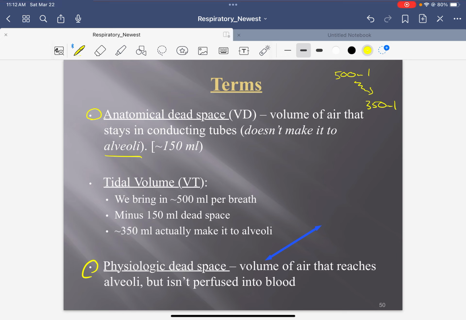So there's a volume of air that stays in the conducting tube. You don't have to know the amount. I just did that as an example. But it's an important principle. Not all the air we breathe in makes its way down to the alveoli. Some of it gets trapped along the way. And the volume of air that gets trapped along the way is called anatomical dead space. It's by design. Then we have physiological dead space.